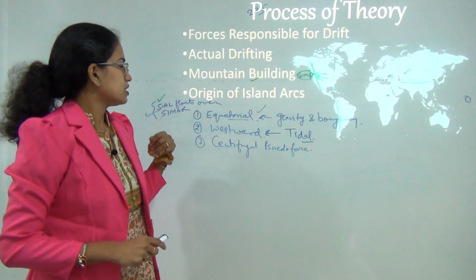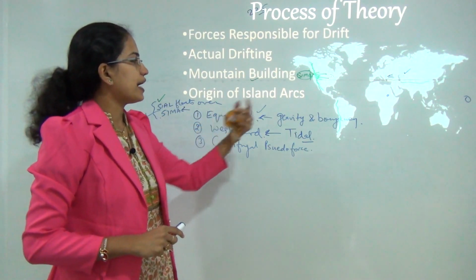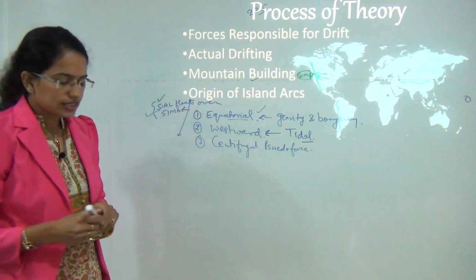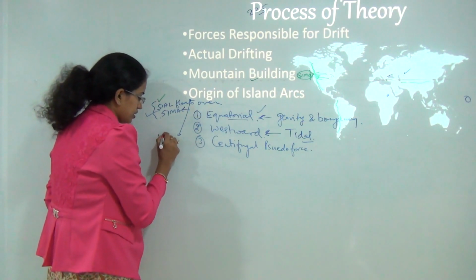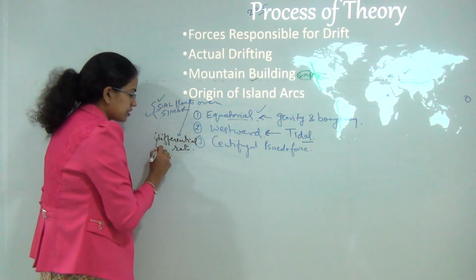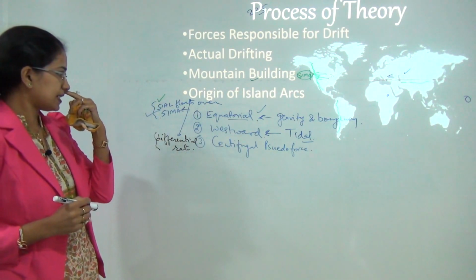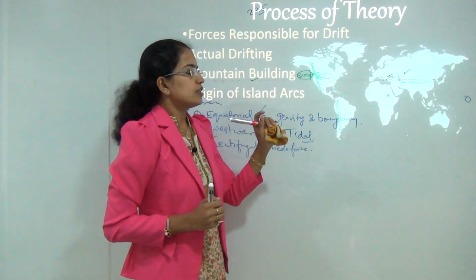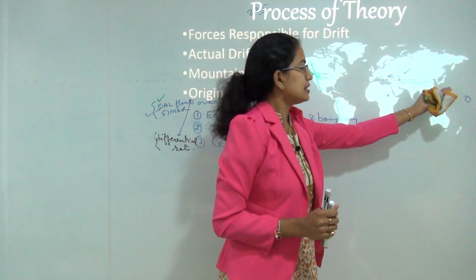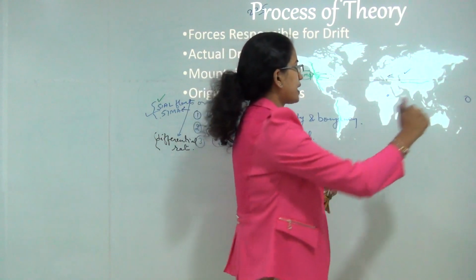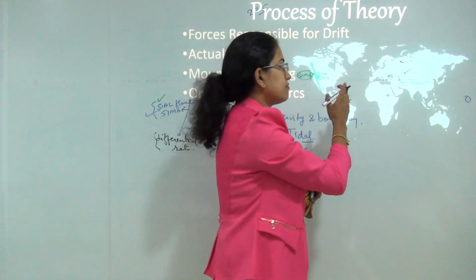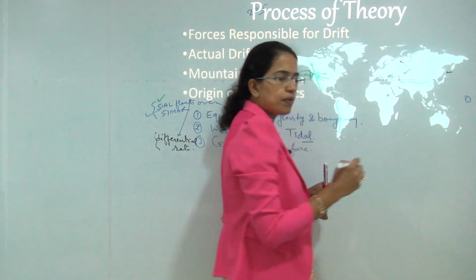The next was, he also tried to explain how islands originated. To explain how islands originated, he explained there is differential rate of drift. That means the rate at which the islands are drifting is different. So he said, due to the differential rate of drifting, there is origin of island arcs. He explained this while considering the Asian bloc. He said, while the Asian bloc was moving westward, what happened was the western part of the Asian bloc moved at a faster pace as compared to the eastern part, which lagged behind.